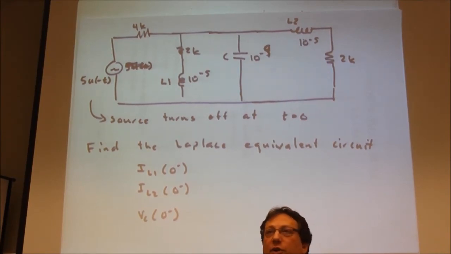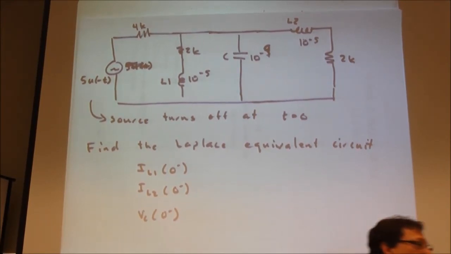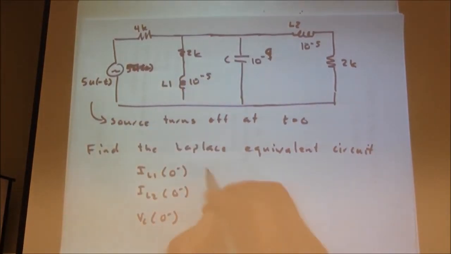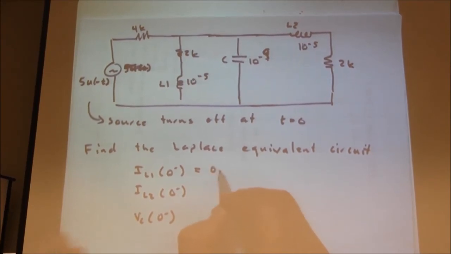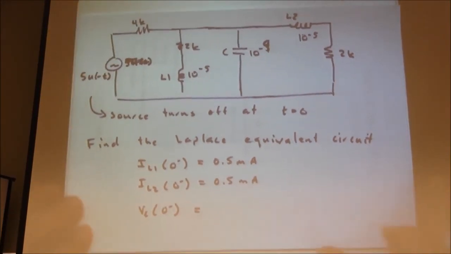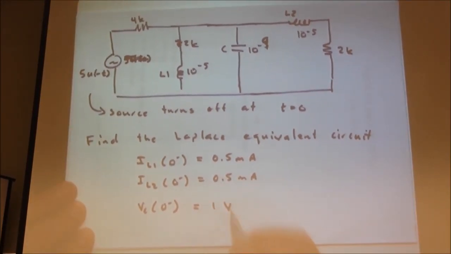Once we get to t equals 0 minus, well, that's half of infinity. That's a long time. And so we're at DC steady state. Inductors are shorted. Capacitors are open. I'm going to argue that's 0.5 milliamps downward. And that's 0.5 milliamps to the right. And that's 1 volt. Do we agree?